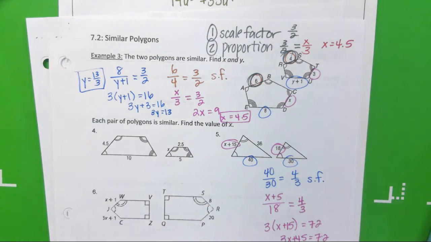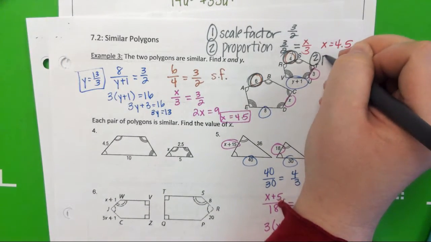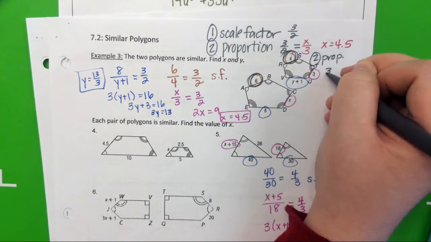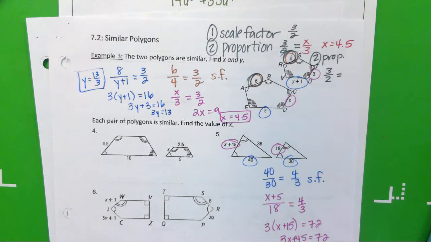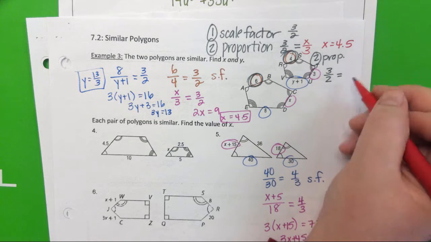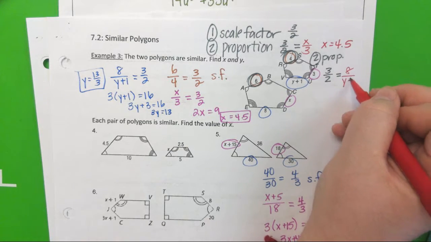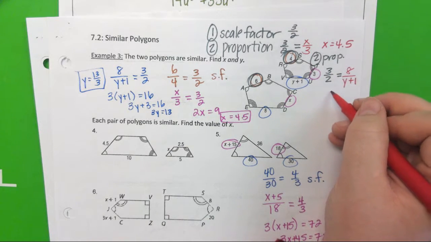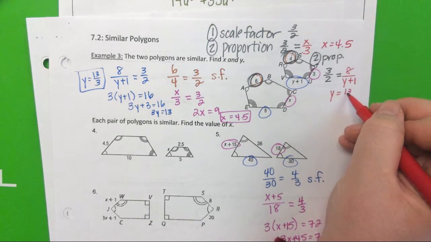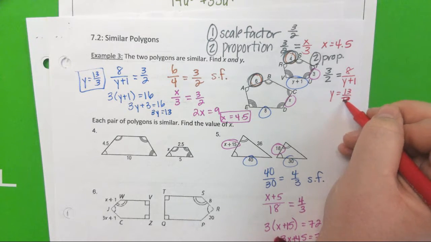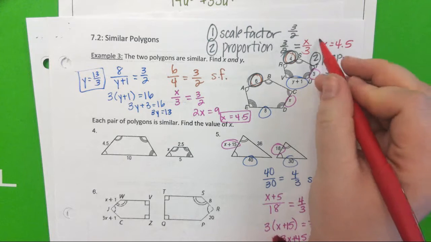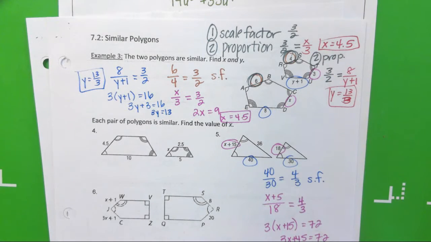And really, then we do that same second step again where we set up another proportion. 3/2 with our scale factor equal to the sides with the other variables, so 8 over y plus 1. We solved and we got y equals 13/3. We did this yesterday, but I wanted to make sure you understood again because I felt like you didn't when you left me.